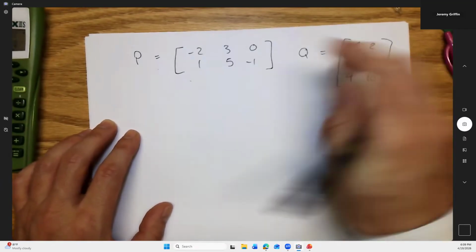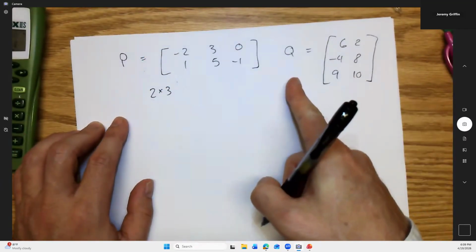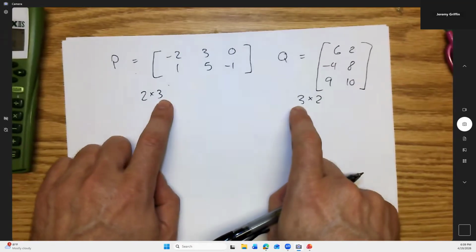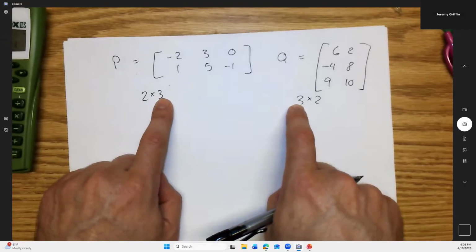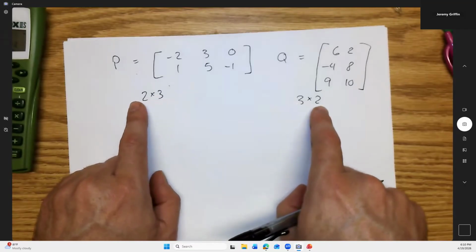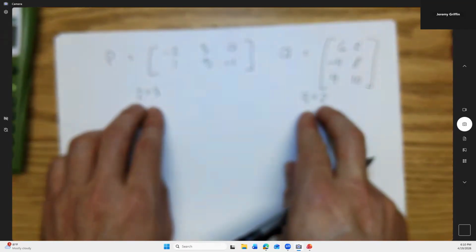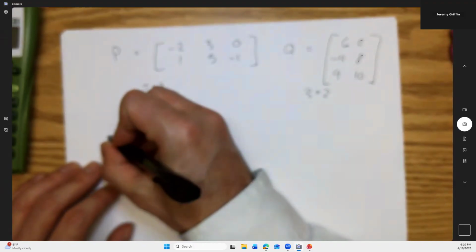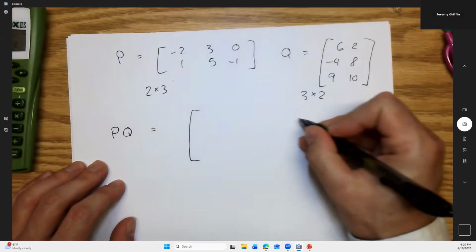Now P is a 2 by 3 matrix, and Q is a 3 by 2. So can you multiply these together? Yes, because the number of columns here and the number of rows here matches. The answer is going to be a 2 by 2 matrix if I do P times Q. If I did Q times P, I could still multiply them together, but it would give a 3 by 3 as a result. Maybe I'll do that later. So let's do PQ.